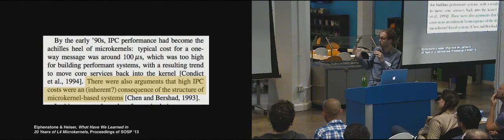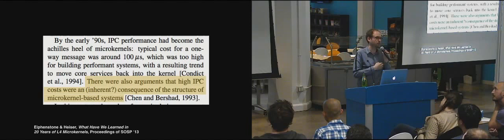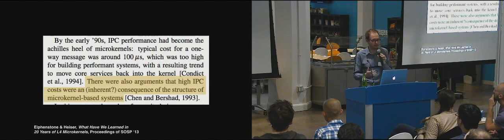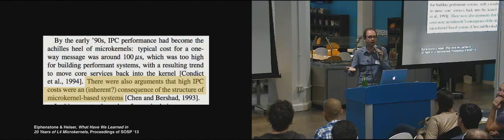So if I can read a little bit of this here. There were arguments that high inter-process communication costs were an inherent consequence of the structure of microkernel-based systems. So despite heroic efforts, frankly, on the part of the microkernel community to make these IPC calls, which were analogous to method or function calls, as fast as they would be in a traditional OS. I mean, hands up if you're using a microkernel today. I'm expecting one hand. I got one hand coming up. Thank you. Thank you, Paul.